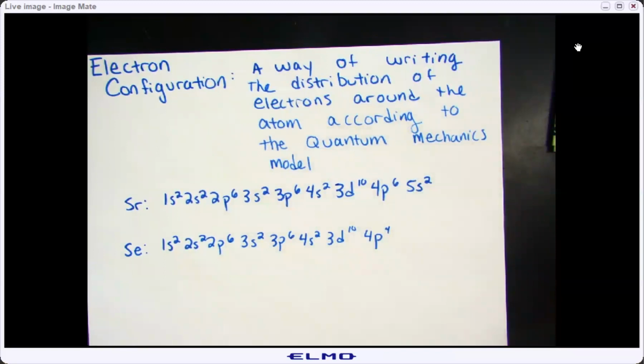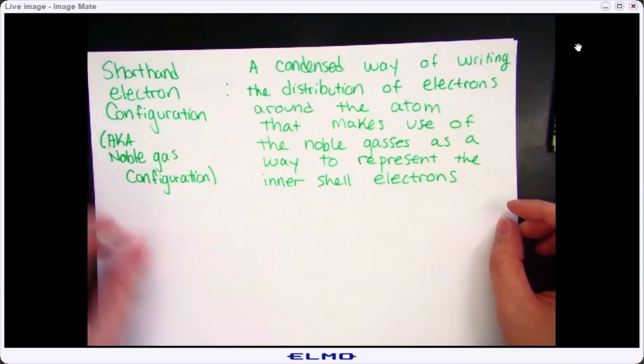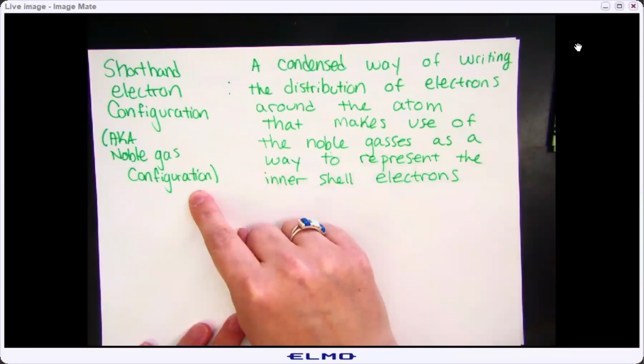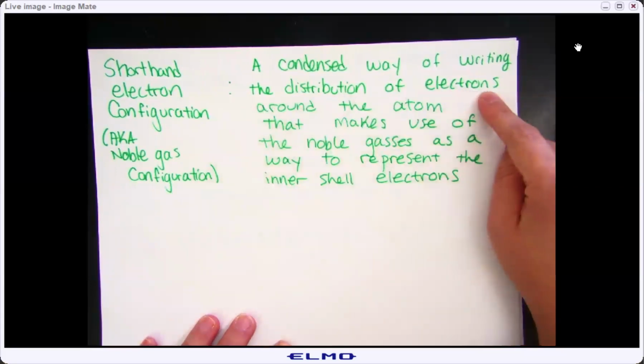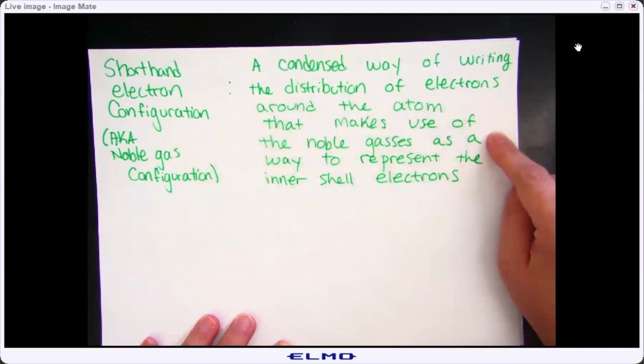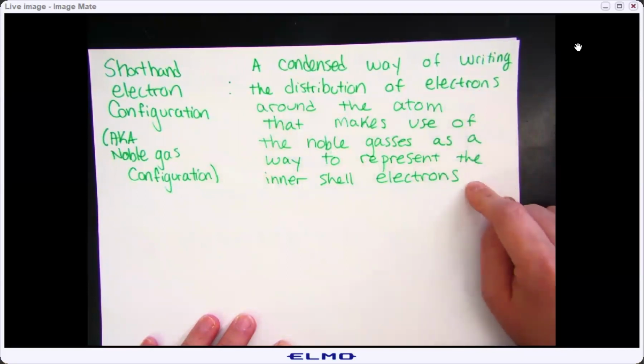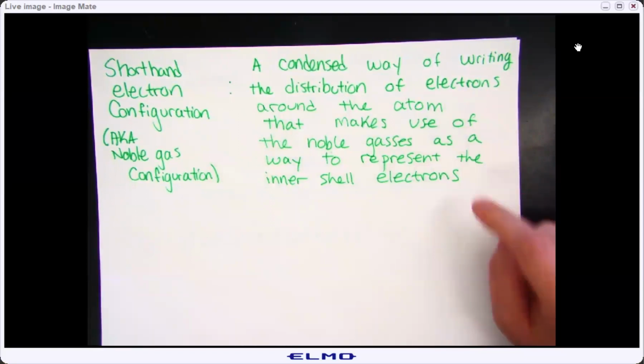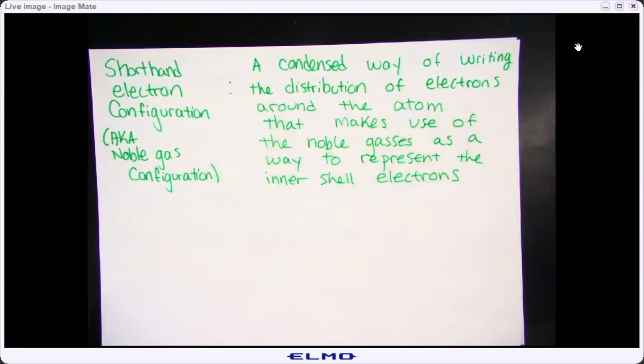The next way of representing electrons is known as the shorthand electron configuration, also known as noble gas configuration or even condensed configuration. So this is a condensed way of writing the electrons around the atom that makes use of the noble gases as a way to represent the inner shell electrons. In chemistry, we often don't care about the innermost electrons of the atom because they're not participating in bonding. So the shorthand configuration is a way for us to write the configuration in a more abbreviated way that really just shows the outer shell electrons.